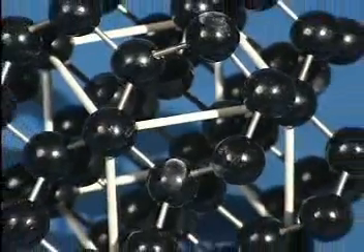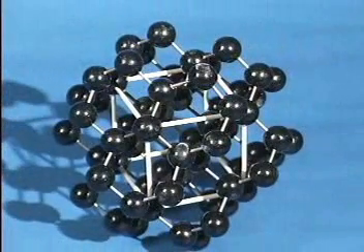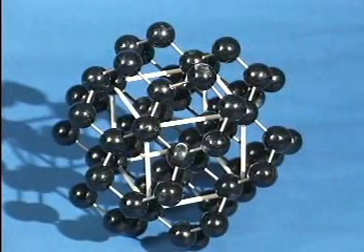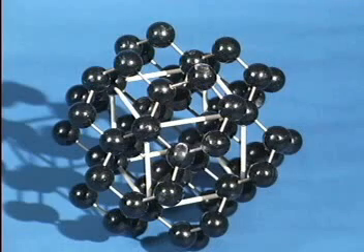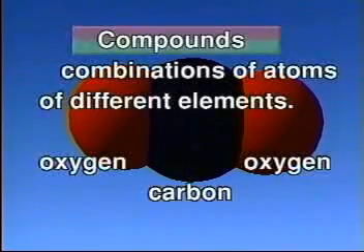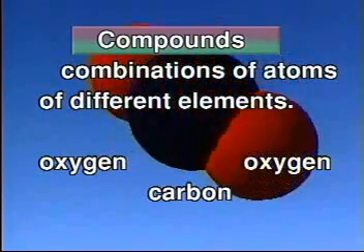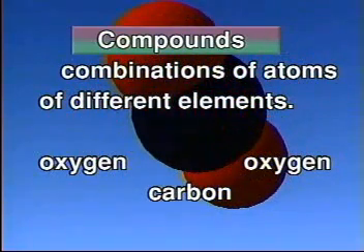A solid substance results when atoms form large molecules. For example, carbon atoms bond to each other, as shown in this model, to make a diamond. Substances called compounds are composed of combinations of the atoms of different elements. For instance, carbon dioxide, the gas we exhale in our breath, is made up of carbon and oxygen.